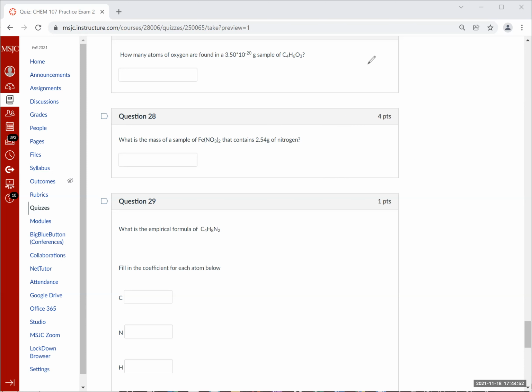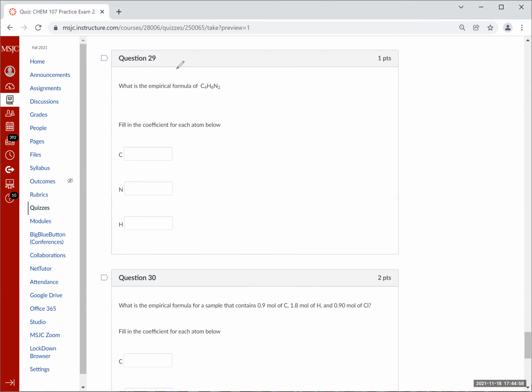Okay, let's look at this next problem. In this case, we're dealing with an empirical formula problem where we need to find the simplest ratio of atoms. In this case, a 4:8:2 ratio simplifies to a 2:4:1 just by dividing all the subscripts by 2. So it'd be C2N1H4. Does this make sense to everyone?